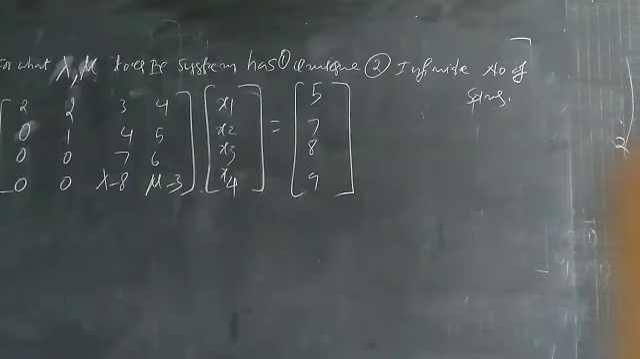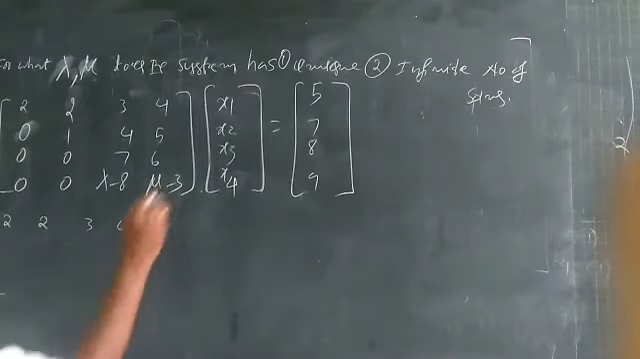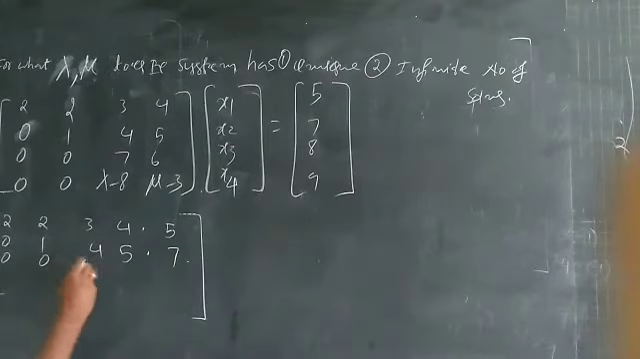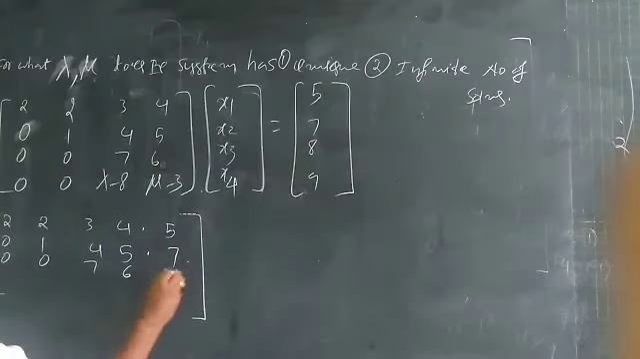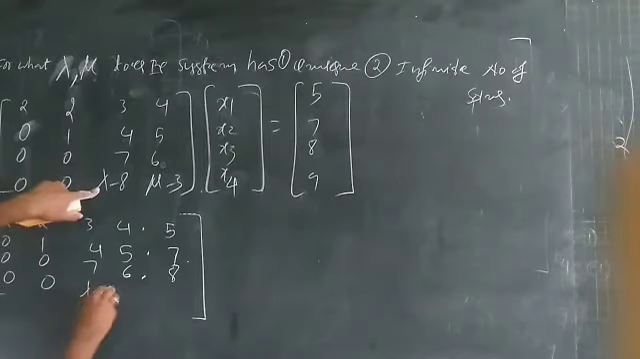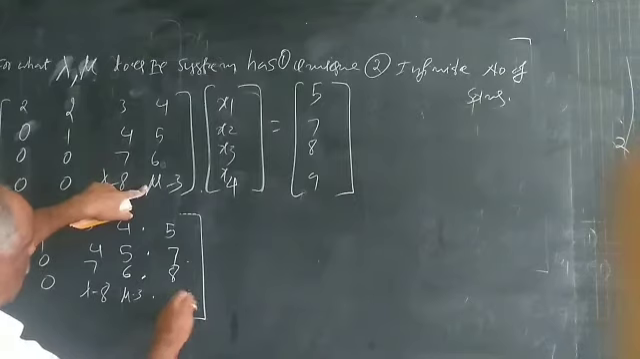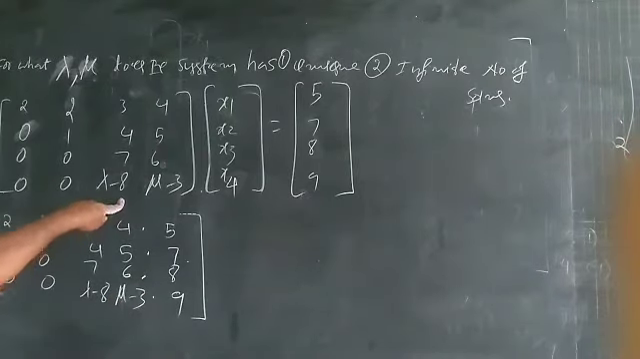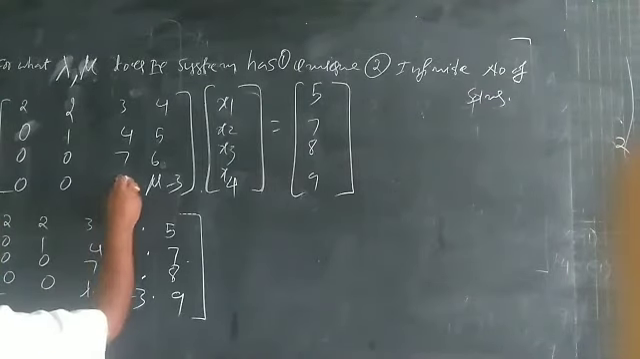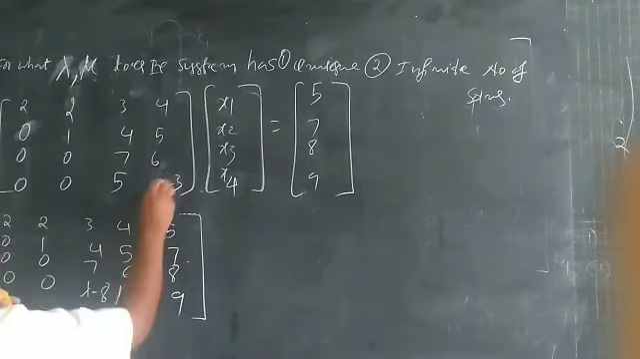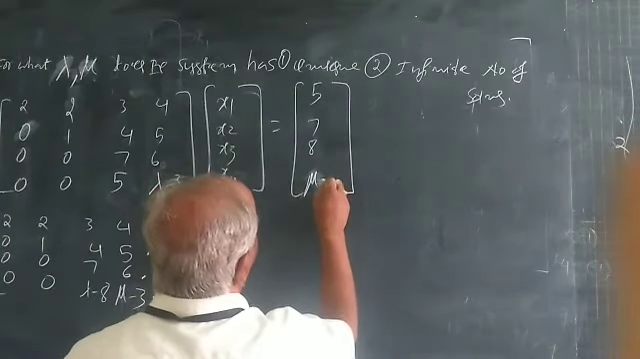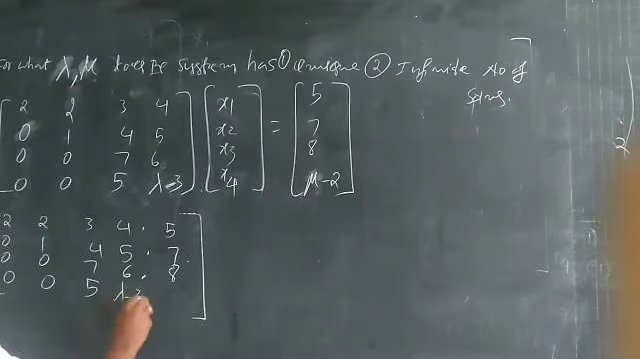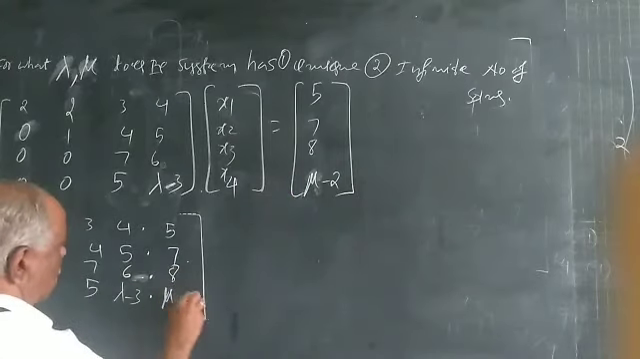how does the solution look? Let us start with this: 2, 2, 3, 4, result 5; here 0, 1, 4, 5, 7; next 0, 0, 7, 6, 8; next 0, 0, lambda minus 8, mu minus 3, 9. Now, instead of this, I think it is better if I replace it with some simple numbers. Suppose the question is like this: this is lambda minus 3, this will be mu minus 2, and this will be 5. As it is, I am writing, no difference at all.